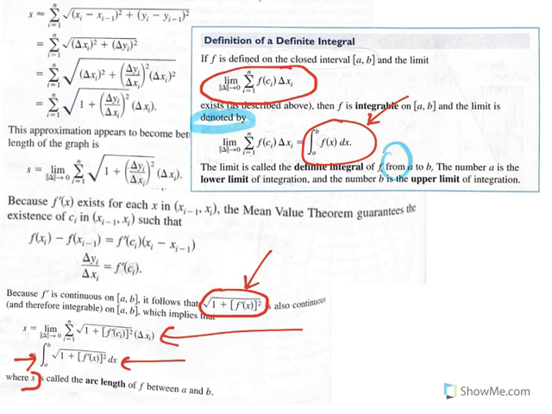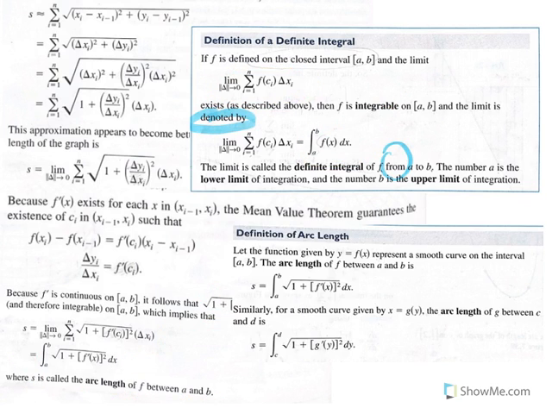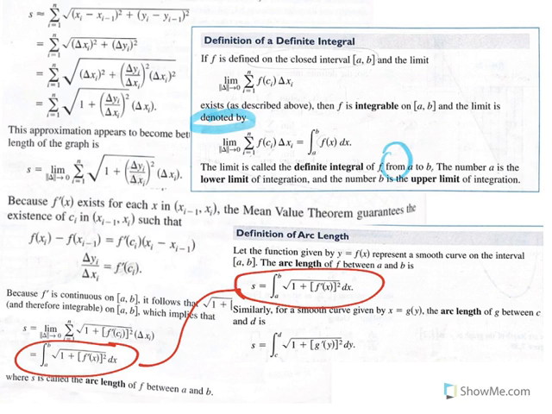So there we have it. This is the definition of arc length. It represents the arc length of the function f between x is equal to a and x is equal to b. So we have derived the definition of arc length.